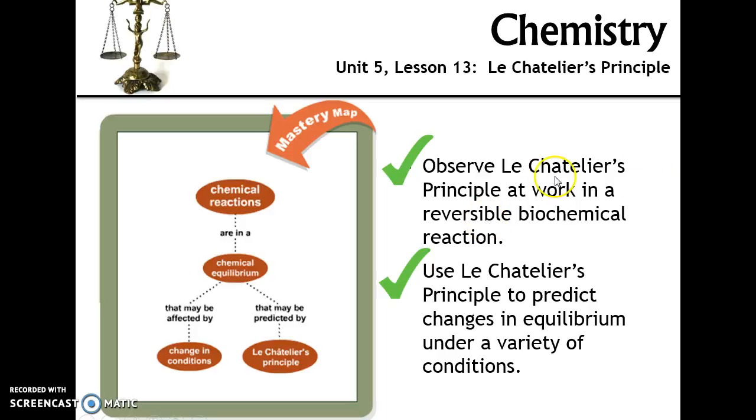Okay, so we observed Le Chatelier's principle at work in a reversible biochemical reaction, and we used Le Chatelier's principle to predict changes in equilibrium under a variety of conditions.